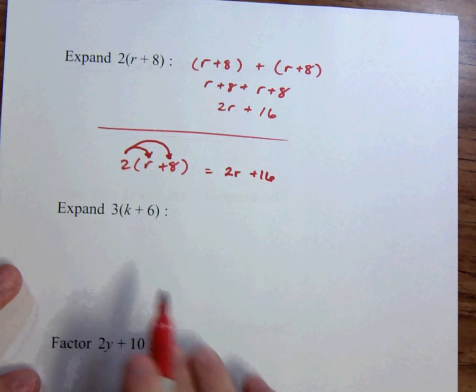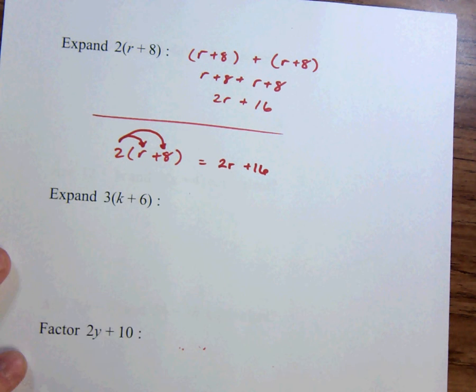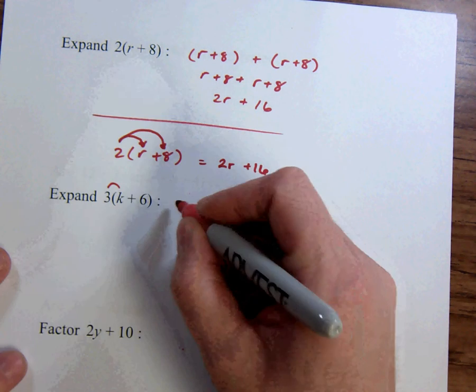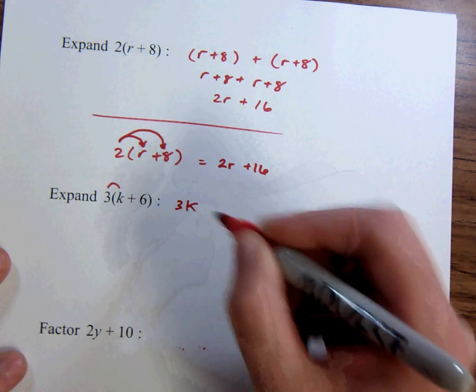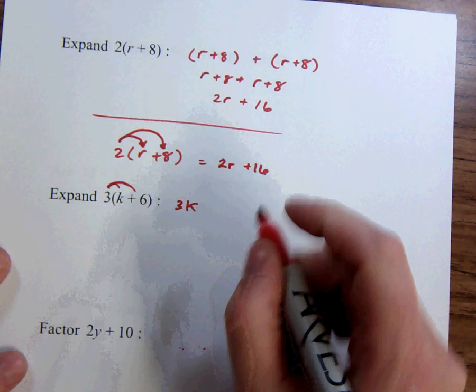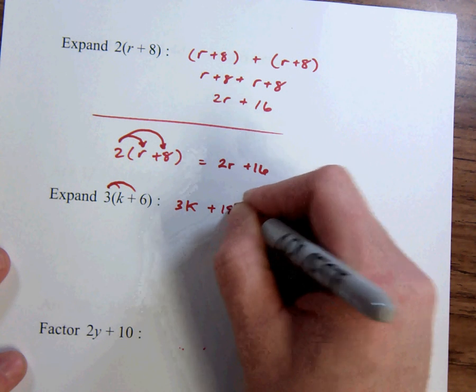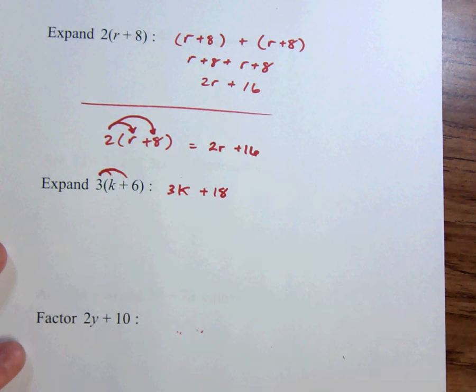So if I want to expand 3 times k plus 6, I would say 3 times k is 3k. And then 3 times 6. 3 times 6 is 18. So this becomes 3k plus 18.